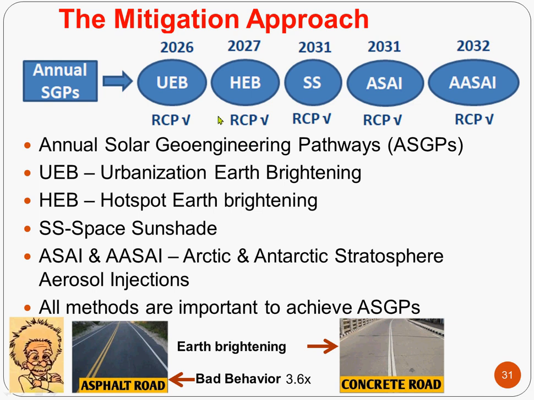Now, these are the mitigation approaches that I have in my paper. So we're going to do urbanization earth brightening, and hotspot earth brightening would be required, so it's better to brighten hotspots. Space sun shading. Now, it's not 2 times the size of India. That number was poorly estimated by a number of authors. It's much lower if you wanted to do the whole thing, and for the annual approach, it is a very palatable number.